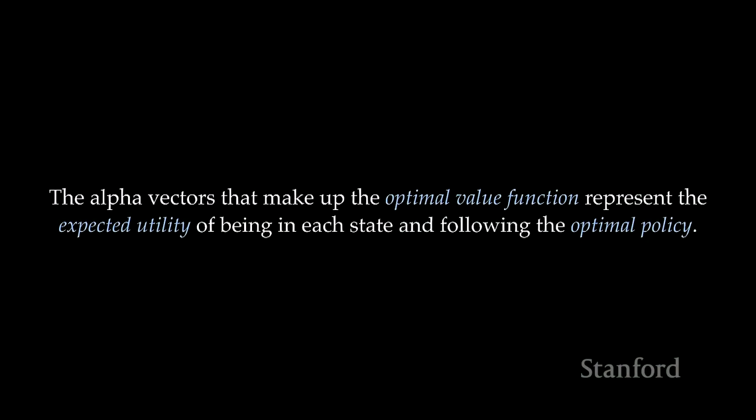Okay, so just some more intuition here. What I want you to remember is that if we had the alpha vectors for the optimal value function, then each entry in that alpha vector would represent the expected utility of if we were in that state and we followed the optimal policy from there on out. So basically each entry corresponds to our expected utility if we were in that state.